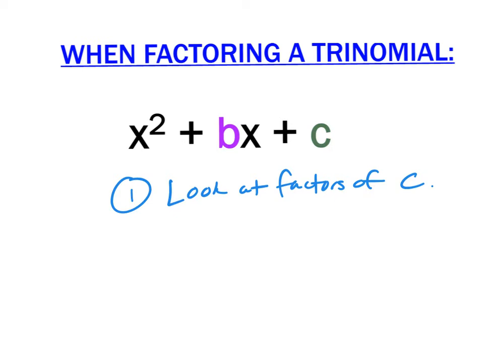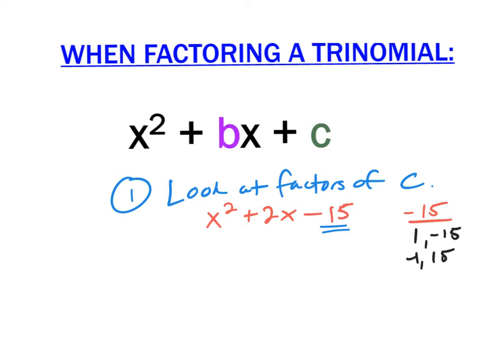And so for example, if I had x squared plus 2x, let's say minus 15, when I look at factors of negative 15, what two numbers multiply to become negative 15? Well, it's easy to think 1 and negative 15 become negative 15 when I multiply them, negative 1 and positive 15. There's also 3 and negative 5 together multiply to be negative 15, and then negative 3 and positive 5. And so these would be all the factors of negative 15.